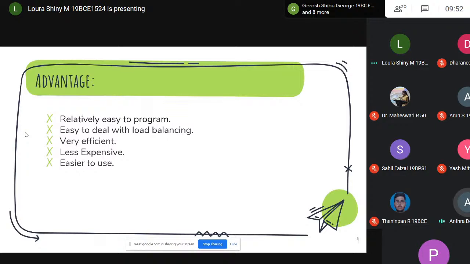They are relatively easy to program. It is easy to deal with load processing because all the processors and memories are under the control of a single operating system. It is very efficient as the processors can communicate via the main memory, and because they have a single view of the data, the communication becomes really faster as the access is to the same location. It is less expensive and it is easier to use.